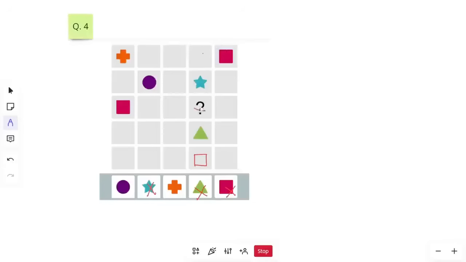So the correct arrangement will be what? Plus will come here and circle should go there. So the correct answer should be that the plus should come in the place of question mark. Circle can fit in, but that is not the correct answer because we also have to see the arrangement of the others also. So the correct answer for this question is going to be plus.